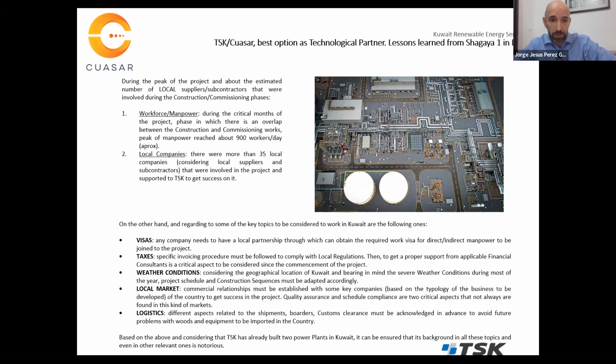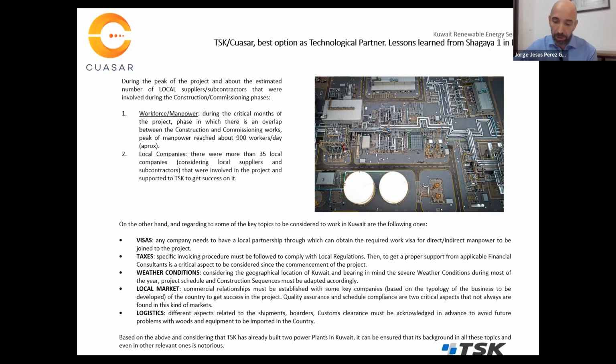And also we are having some challenges as the visas, taxes, the weather conditions that Ruben was also mentioning. The local market is different from country to country, and also it's very different from Europe or from the States. So you have to focus on that too. And of course, the logistics. Some of them I am going to talk about later when we talk about the operation and maintenance. But here taxes are mentioned, and this is something that could jeopardize the whole project if it's not managed correctly.